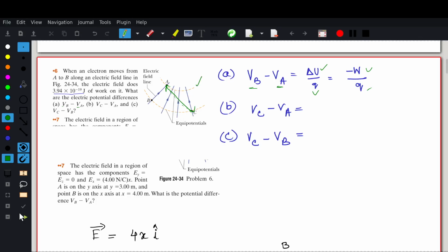Because this is one equipotential and this is another equipotential. So the difference between VC and VA is the same as VB minus VA. So VB minus VA and VC minus VA are the same. And the last part is, what is VC minus VB? You see B and C lie on the same equipotential. So the answer is 0. There is no potential difference between points C and B. Okay, simple enough.